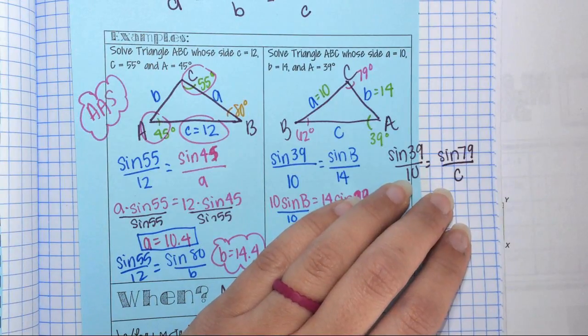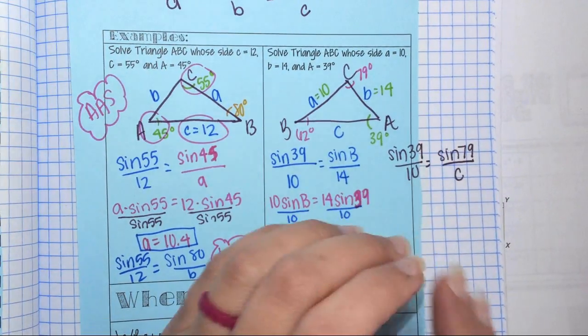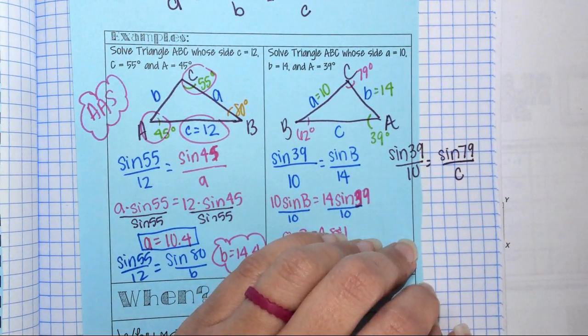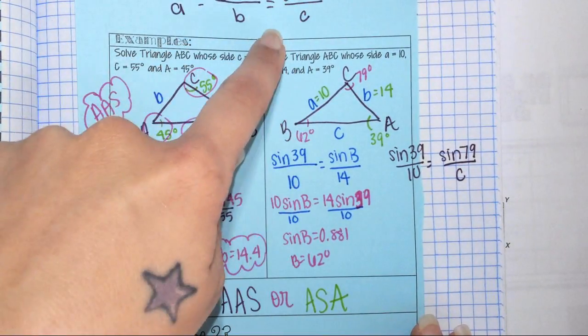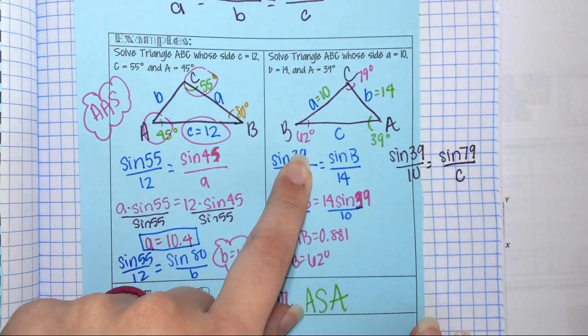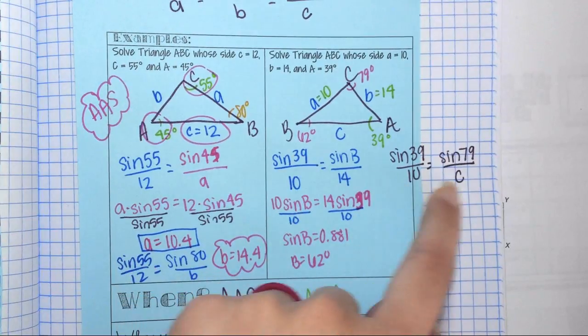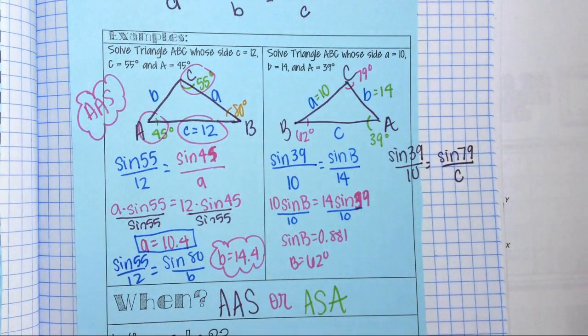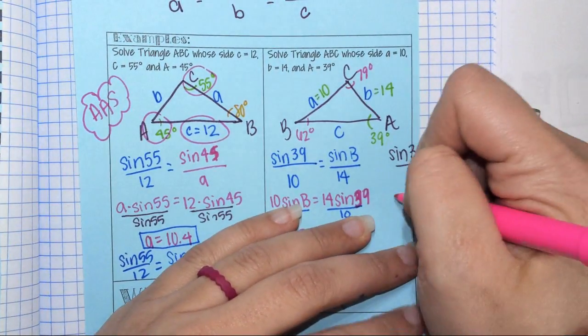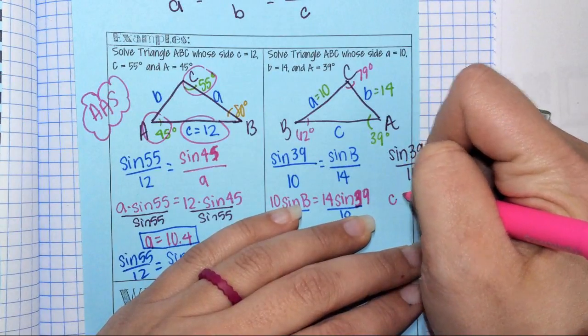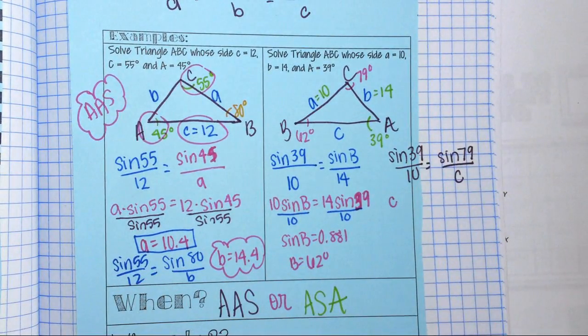Yeah. Are you sure? Yes. Does everybody understand how we set this proportion up? Yes. All we did was we used this up here and we plugged in what they gave us. Alright, now how do we solve this? Cross multiply. So we're going to get C times, I'm going to switch colors.